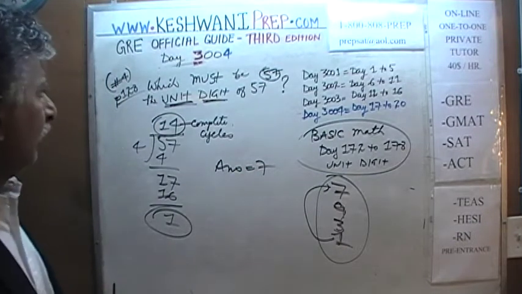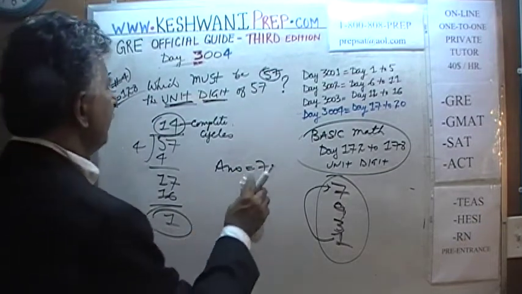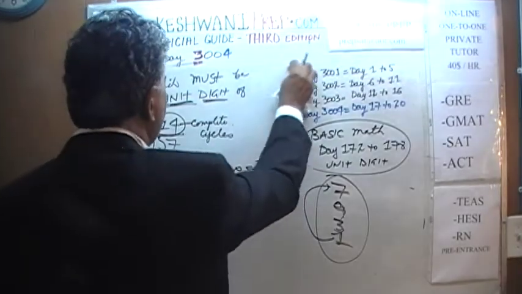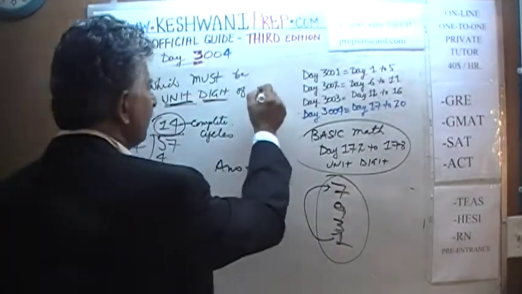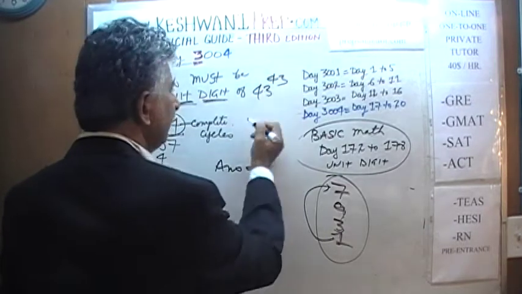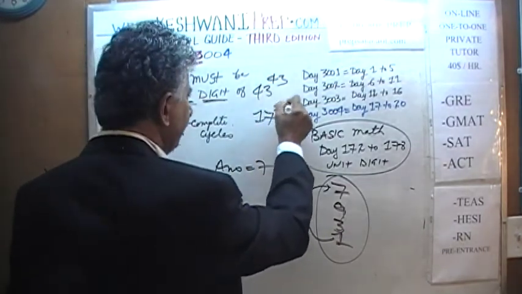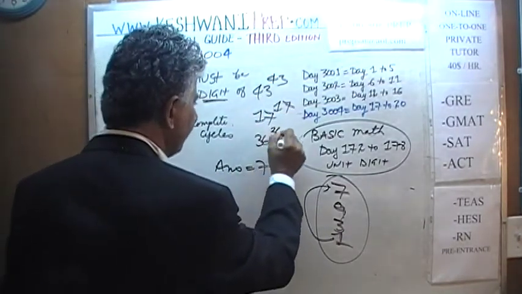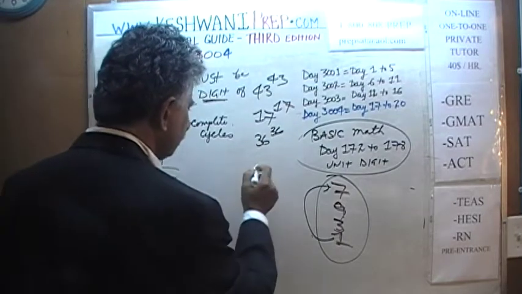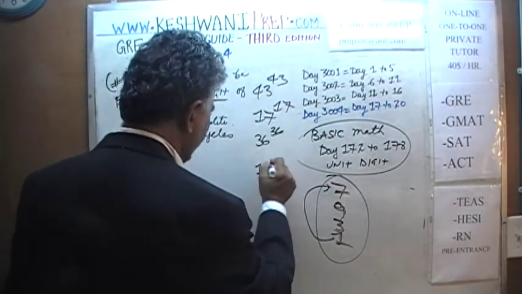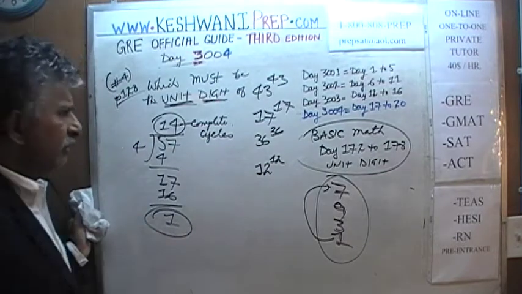What if they ask you, which must be the unit digit of 43 raised to 43, or 17 raised to 17, or 36 raised to 36, or 12 raised to 12? They're not going to ask you 3 digits, you understand?